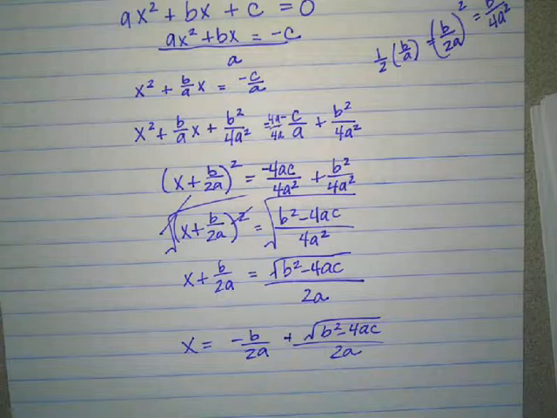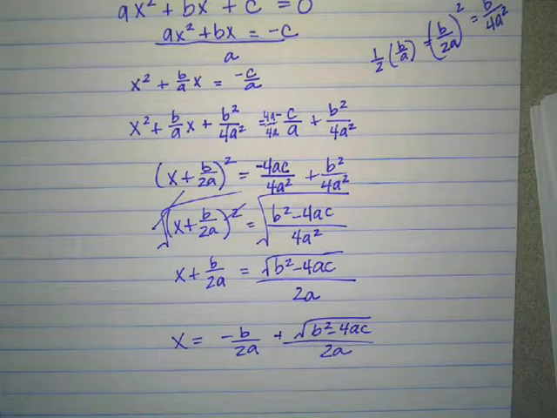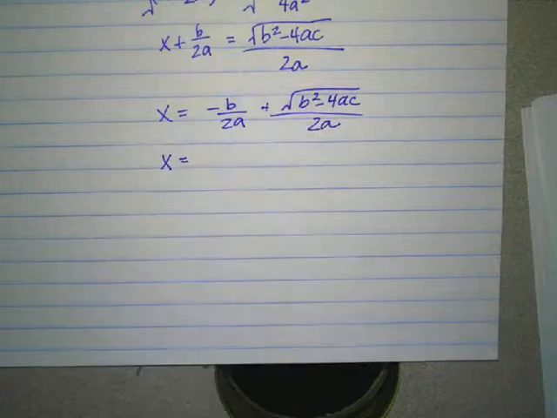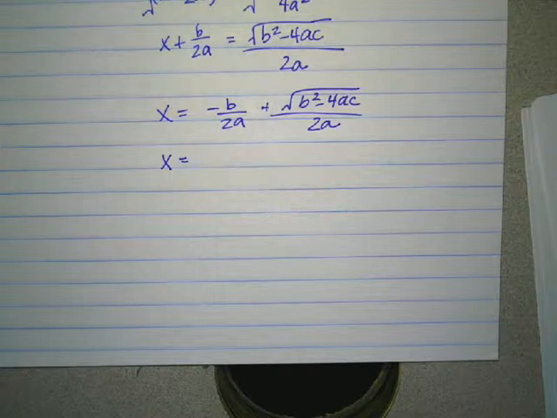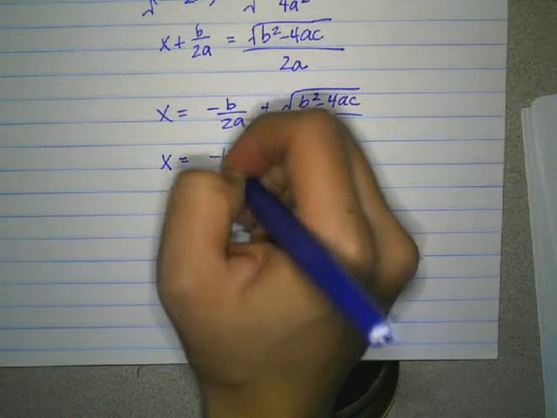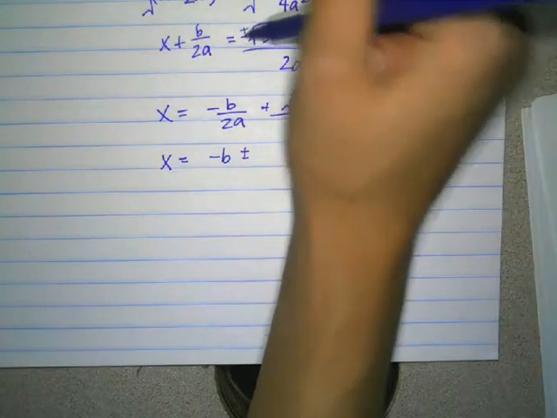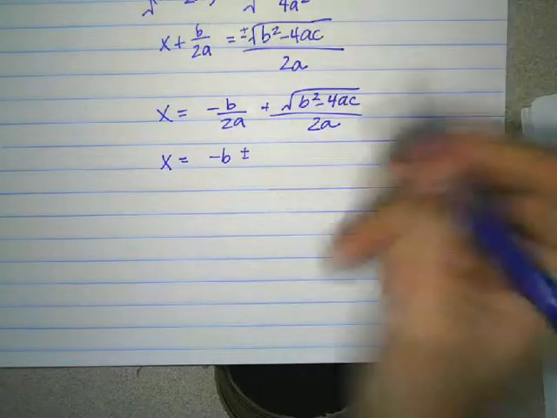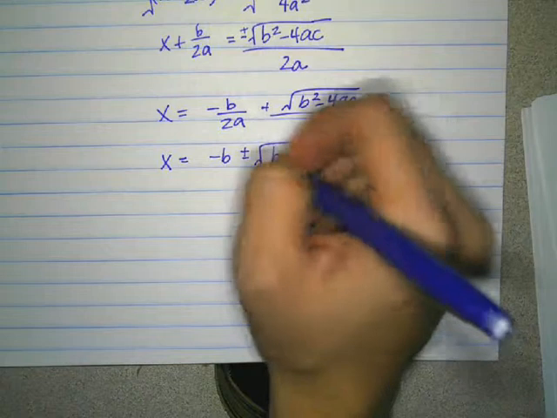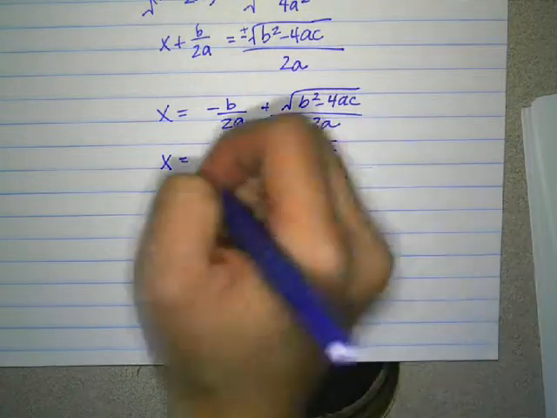And do I have common denominators? So, x equals... Yep, I have common denominators. It's nice that it worked out that way. So I have negative b plus or minus. And sorry, I forgot to add that because when you take the square root of both sides, you have the plus or minus there. Square root of b squared minus 4ac all over 2a.